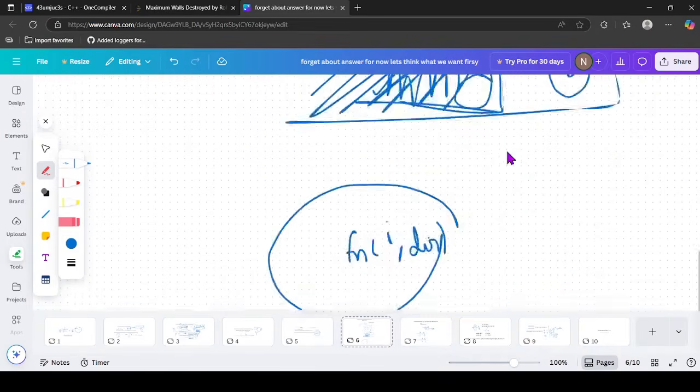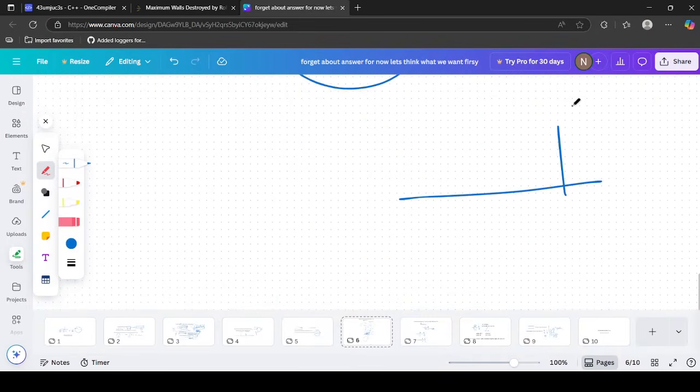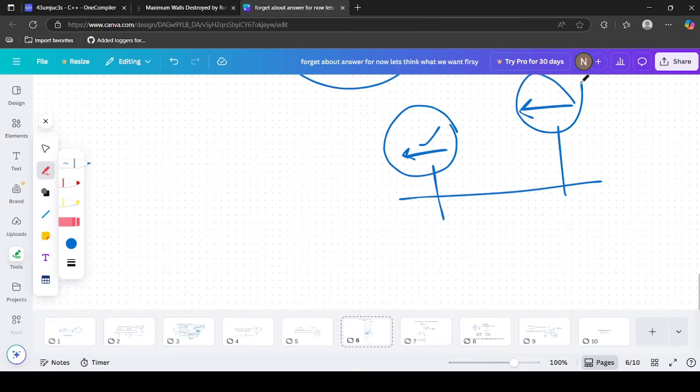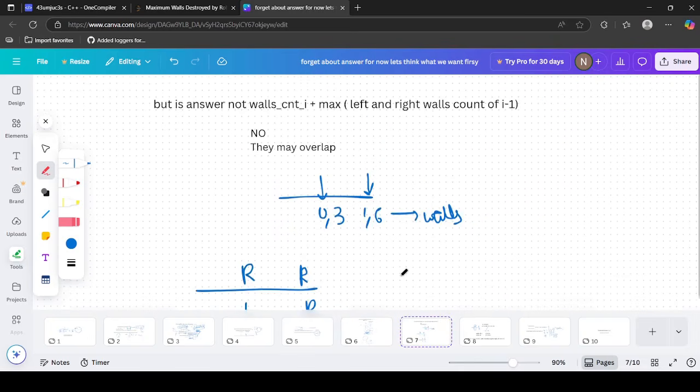For now, let's assume that this one is choosing left, and the past one is also left. We have answers stored for both left and right for I minus 1, but for now let's assume we are thinking about left for both. If this is the case, is the answer not directly the number of walls affected by this left plus the number of walls affected by that left? No. Why? Because they may overlap. If they are not overlapping, then we can simply add the answers. But they are overlapping, so we cannot simply add directly.